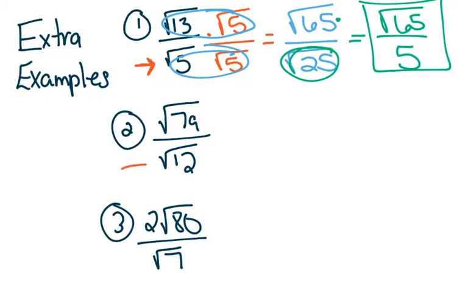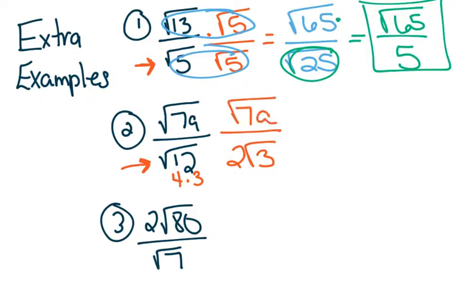because this 12 that's in the denominator has a perfect square that goes in there. I'm going to write it as 4 times 3. Now, the square root of 4 is 2, so that comes out, and your 3 stays underneath. And I am not doing anything with my numerator, so just rewriting it as the square root of 7a.